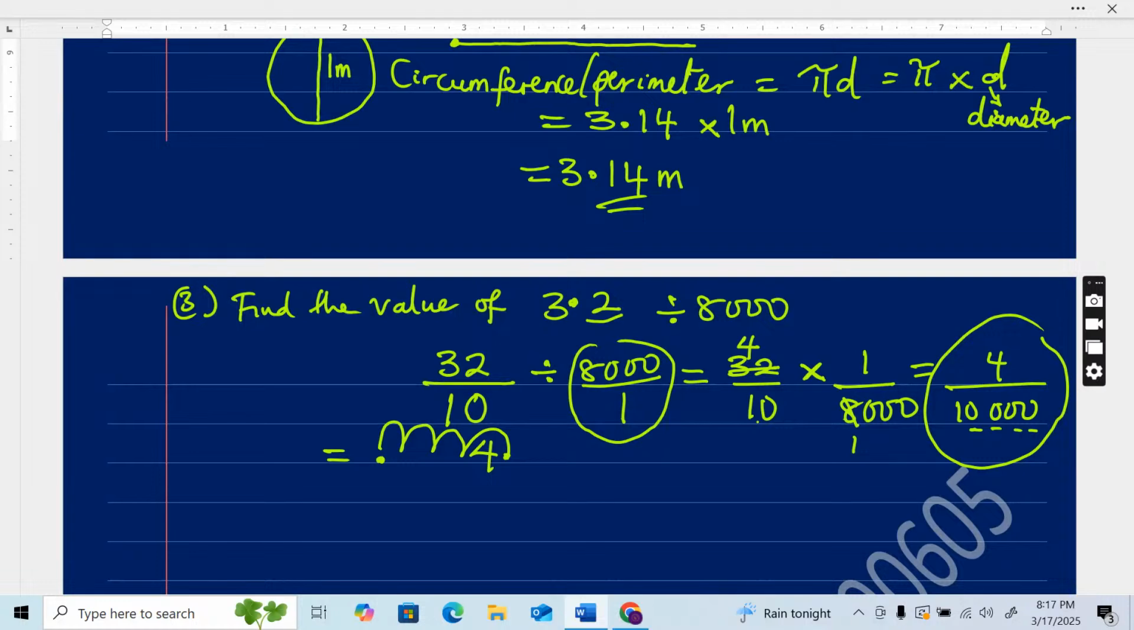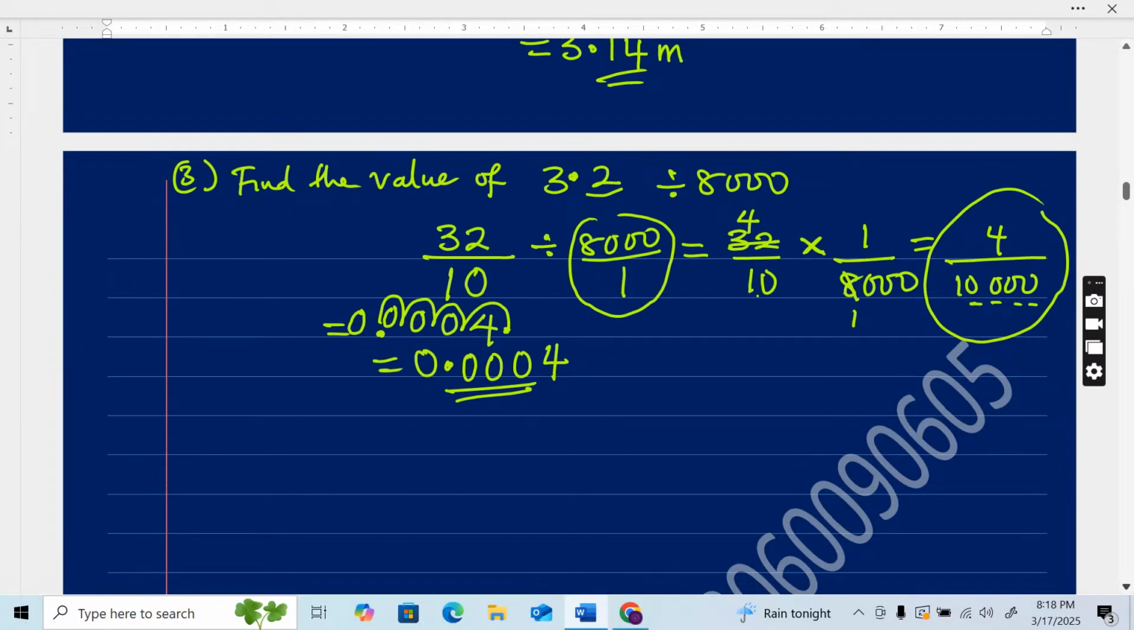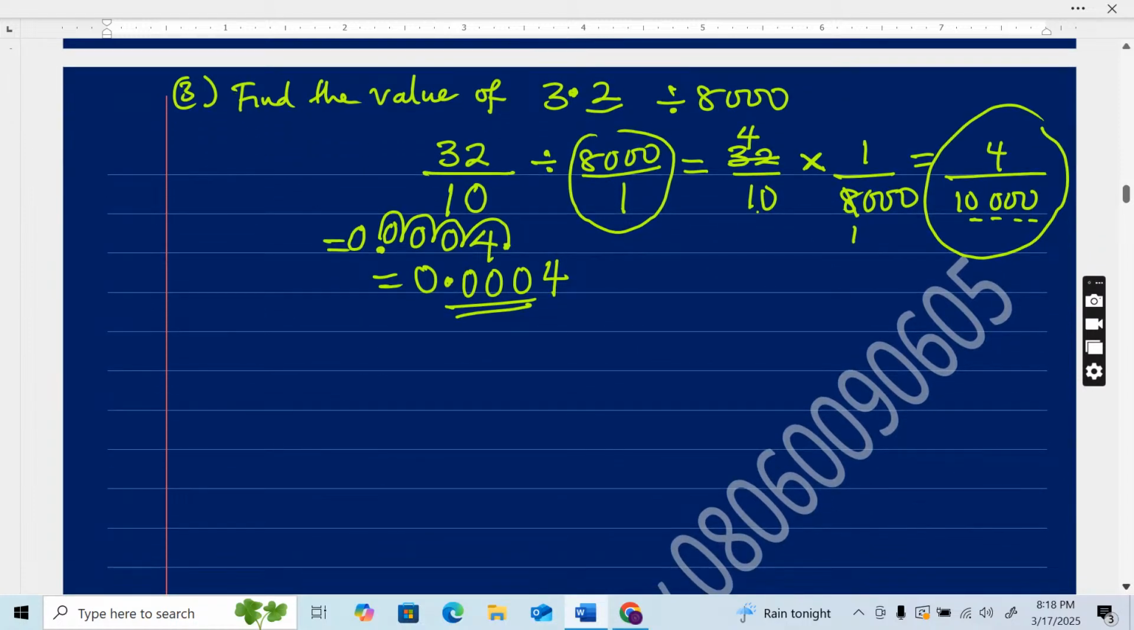Then what happens again? Fill up the empty spaces with zeros. Then on the left side, there is no number, so write 0. So the answer is equal to 0.0004. That is the final answer. Please make sure you take that down. Everybody write what you can see on my screen now. Nobody should type. Pay full attention.